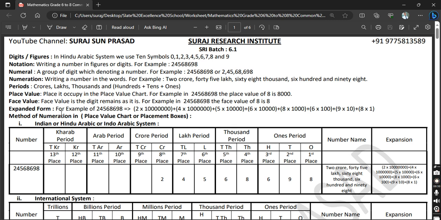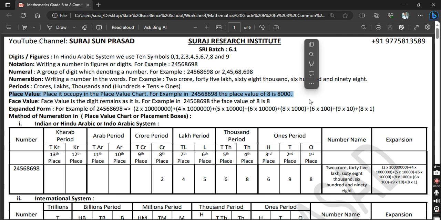Similarly, in your examination, suppose a question comes asking what you mean by expanded form. Expanded form means I will write each and every number in an expanded way. For example, as we can understand, the expanded form is basically the addition of the place values of individual digits. Already we know what place value means.